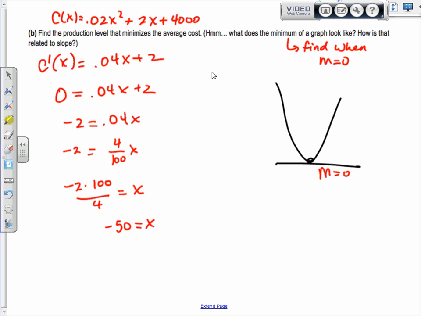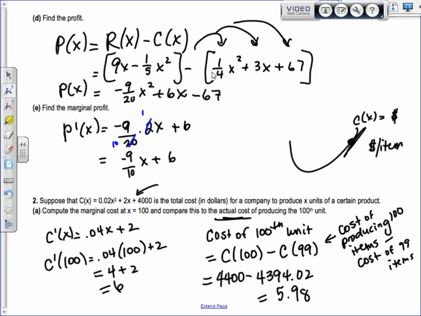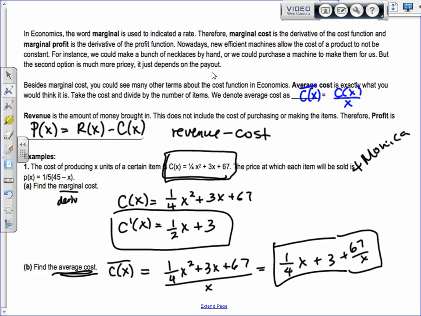So minimizing the average cost doesn't really happen, does it? It would be 0 items would minimize the cost. So it must be really expensive to create these items. So, oh wait, minimizes the average cost. Dang it. So maybe this does work. Average cost. I did this wrong. I tried to minimize the regular cost, right? Sorry. So your average cost, I know. Yeah, so go back to your average cost. Where did I do that?